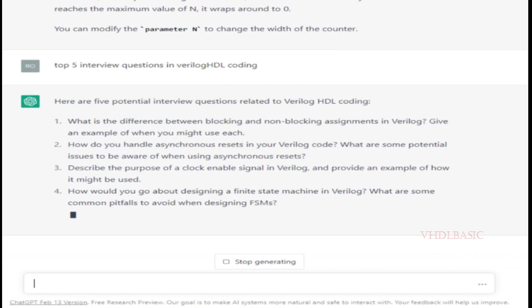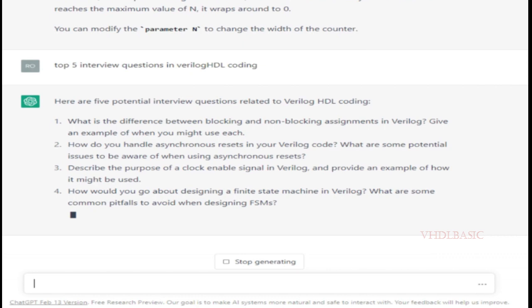When designing an FSM, there are several common pitfalls to avoid. Not considering all the possible states. It's important to consider all the possible states of the FSM and ensure that they are properly defined in the state diagram and Verilog code. Not considering the timing constraints. It's important to consider the timing constraints of the design, such as clock frequency and setup and hold times for inputs and outputs. Not properly synchronizing the inputs. Inputs to the FSM should be properly synchronized with the clock signal to avoid metastability issues.